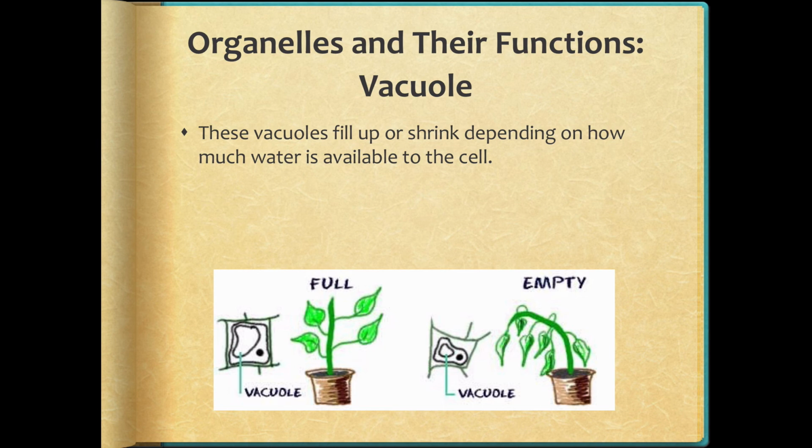Now these vacuoles fill up or they shrink depending on how much water is available to the cell. Shrinking of the vacuoles is what causes plants to wilt. So when you see a plant that is full, it looks good, the leaves and the stems are standing up straight, you know that the cells of that plant's vacuoles are full of water and that plant is healthy. However, if you see a plant that's kind of wilted and dead looking, then that tells you that the vacuoles do not have a lot of water. So that plant is trying to preserve what's left, and if it uses all that it has in reserve, it can die.